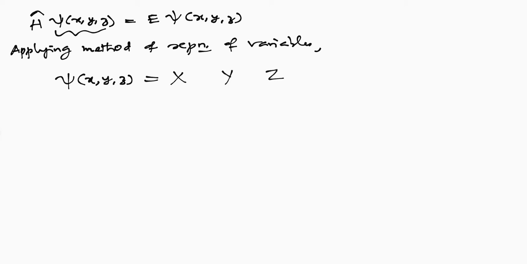I'm separating the single function into three functions such that the function X depends only on the x variable, the function Y depends only on the y variable, and the function Z depends only on the z variable. Okay, so this is what we call the method of separation of variables. Using the method of separation of variables, we can solve the Schrodinger equation.